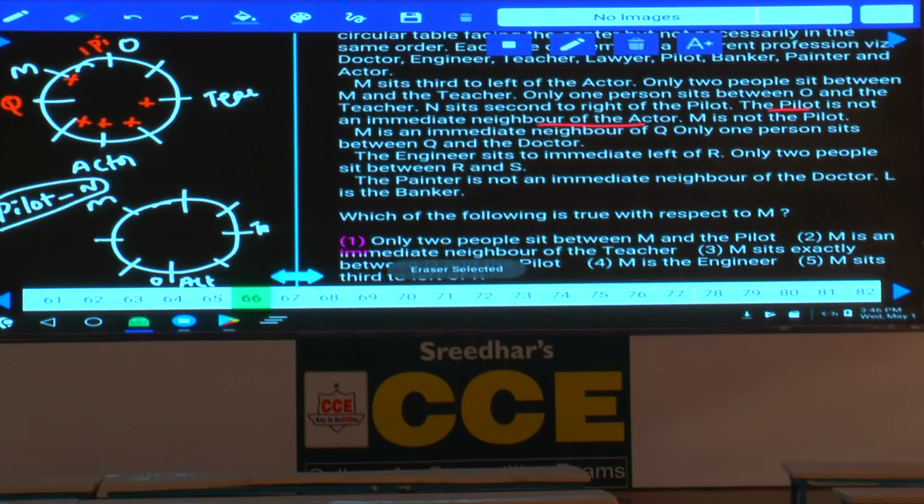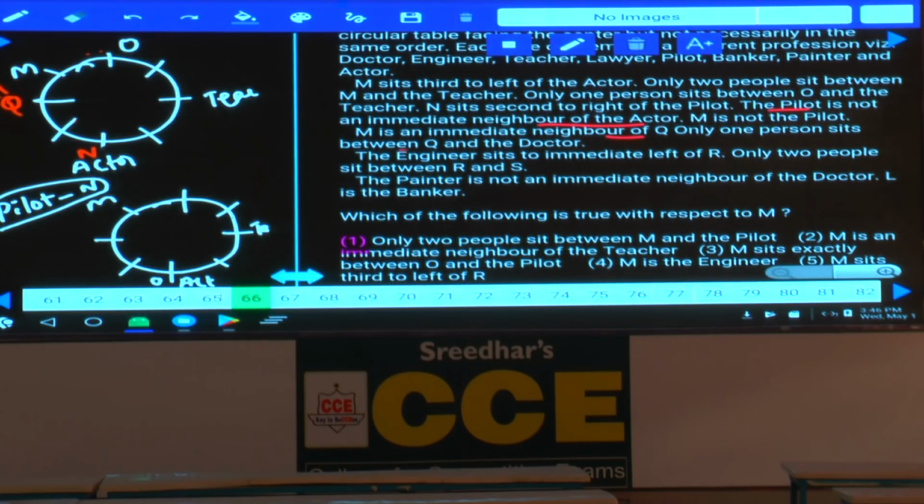Are you following this one or not? Then N must be here. If N is here, then who is the pilot? Now Q is the pilot, isn't it? As Q is the pilot, O cannot be the pilot. Now in the first case we are able to fix this Q, N and the pilot. And M is an immediate neighbor of Q.